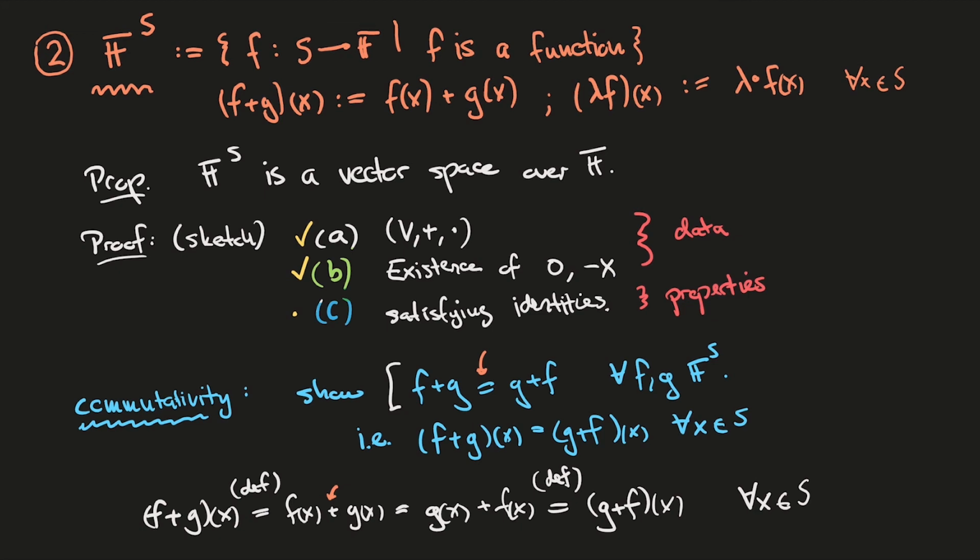The proof of the other identities is very similar, so it doesn't really contain any new ideas. We just need to be careful that we're always aware of where the respective additions and multiplications are taking place, so if it's in the space F^S or if it's in the field F. And the strategy is generally just to reduce some property in F^S down to the corresponding property in the field F. So I'll skip the proof of the rest of these identities and move on to our final example.